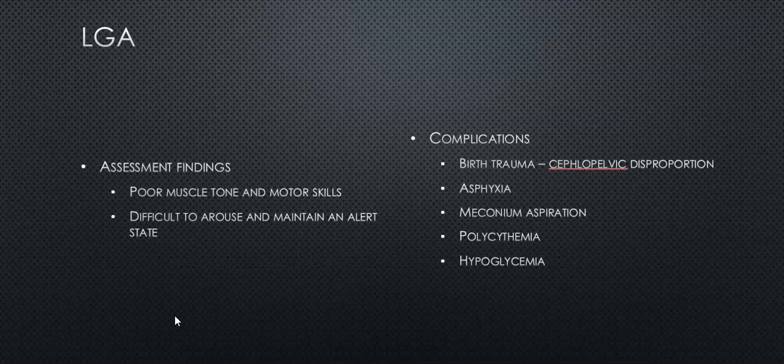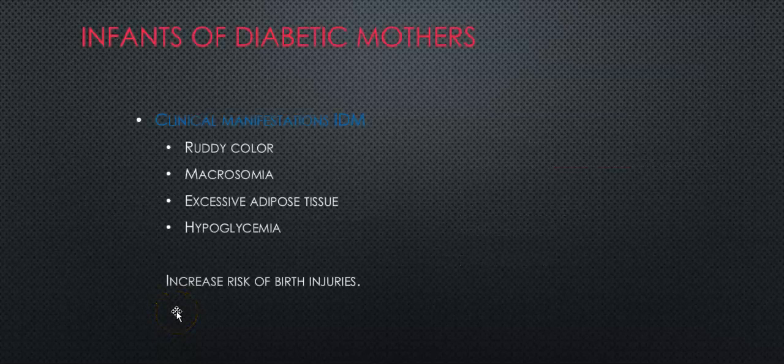There can be some complications with the delivery of these babies as well. Because they're so big, you have the increased risk of having cephalopelvic disproportion, so they may have birth trauma issues, or they may have to have a C-section because of their size. They also have an increased risk of asphyxia, meconium aspiration, polycythemia, and hypoglycemia. When you look at babies born to moms who had diabetes, they may have a more ruddy color. They're going to be a macrosomic infant. They may have excessive adipose tissue, but at the same time, hypoglycemic. So we're going to watch their blood sugar closely. Most hospitals have a protocol as to how often you check their sugar. They also have increased risk of birth injuries because of their size.